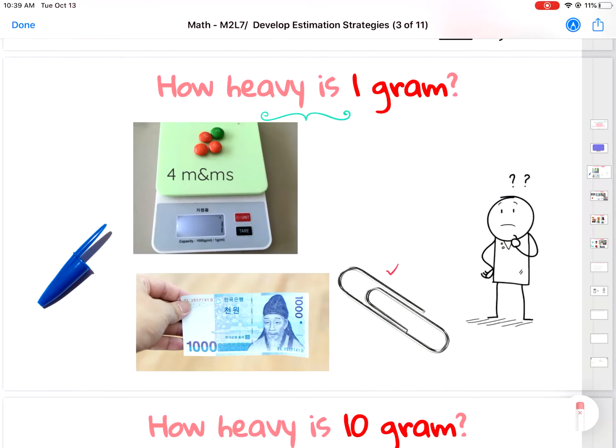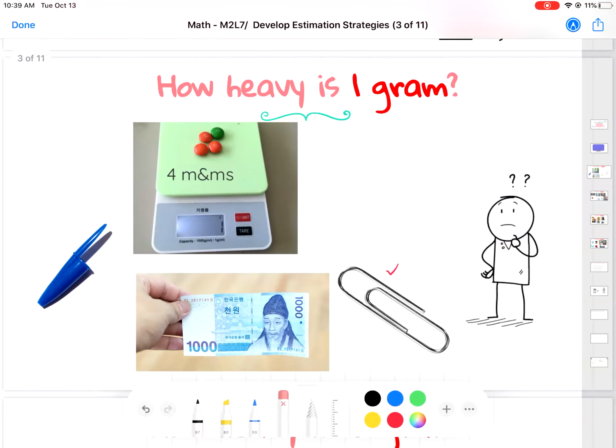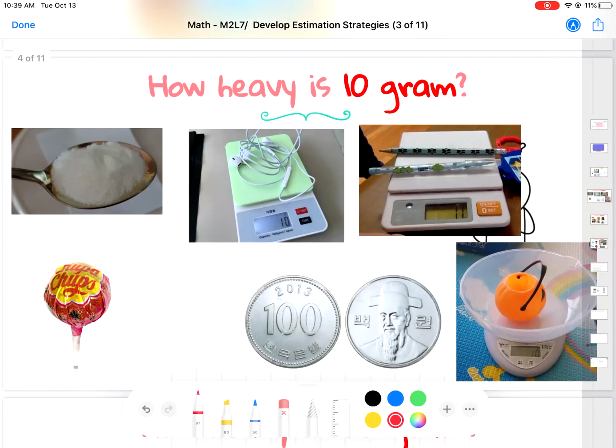Last week, I invited you to find some items with a certain weight. And we talked about how heavy 1 gram is, and some of the examples are a paper clip, a 1 dollar bill, and a cap of a pen. And I have also found some interesting examples from some of your Seesaw activities. One student shared that 4 M&Ms are about 1 gram. I found it very interesting.